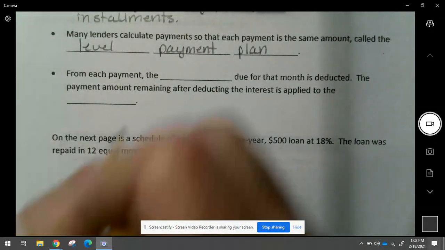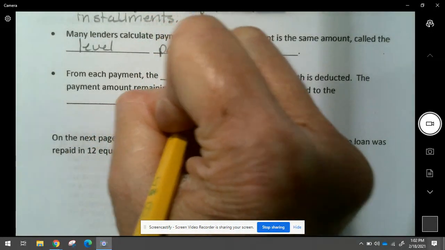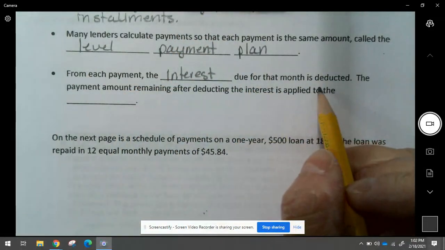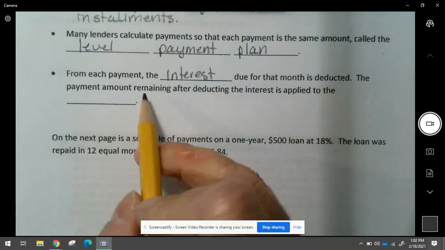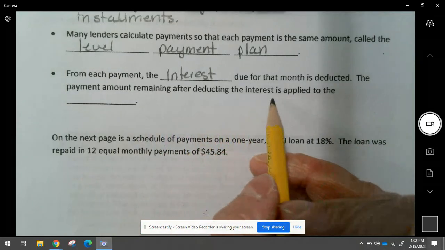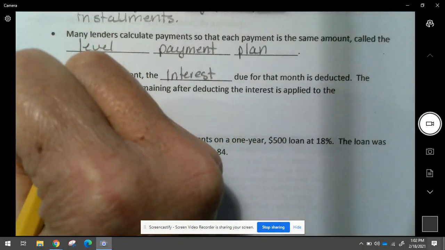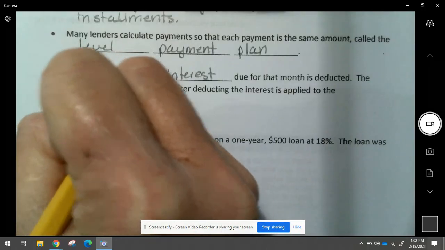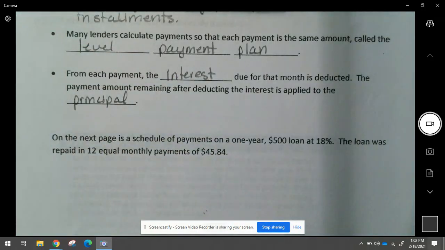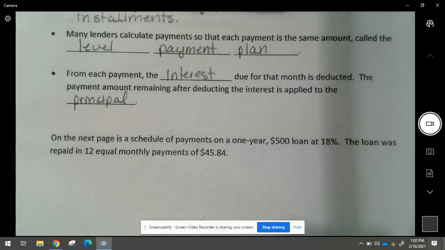From each payment, the interest due for that month is deducted. The payment amount remaining after deducting the interest is applied to the principal. Okay, let's continue on. On the next page is a schedule of payments on a 1-year $500 loan at 18%. The loan was repaid in 12 equal monthly payments of $45.84. So let's take a look at what they're talking about here.